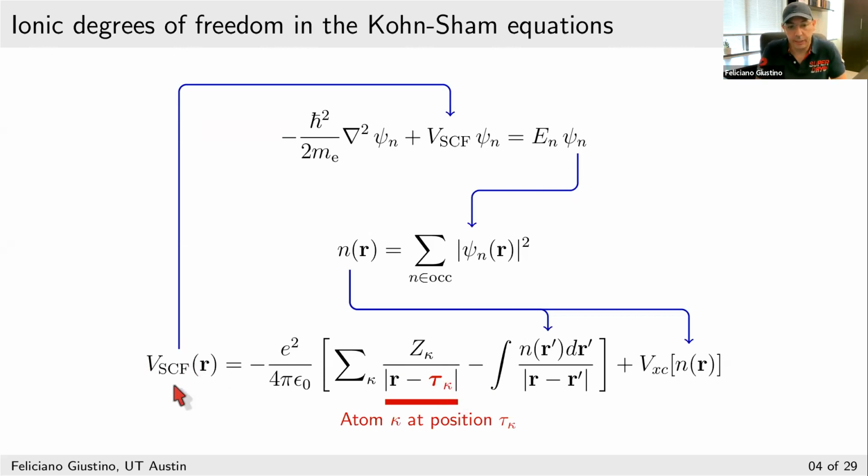Now, the self-consistent potential depends on these positions. So when I plug the self-consistent potential in this equation, what that means is that the solutions, the wave functions and the energies, will also depend on these positions. So everything that we do is a parametric function of the atomic coordinates.